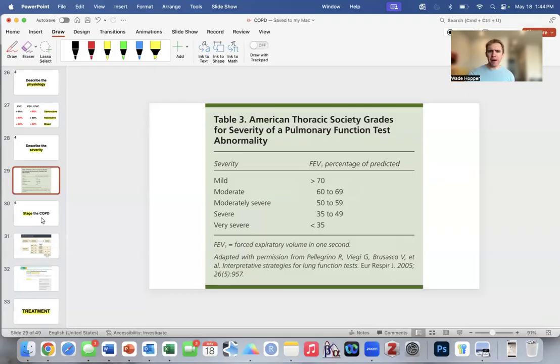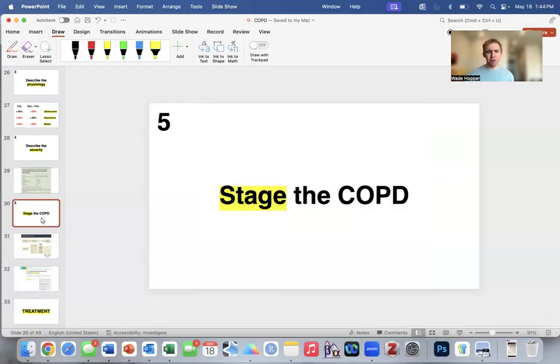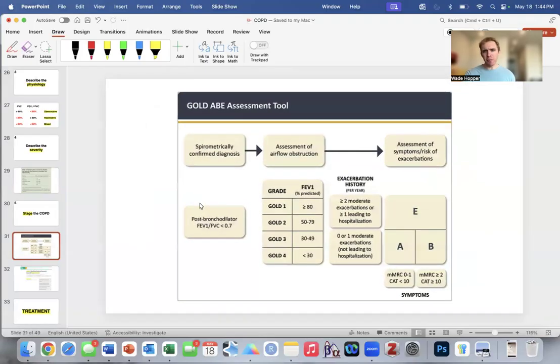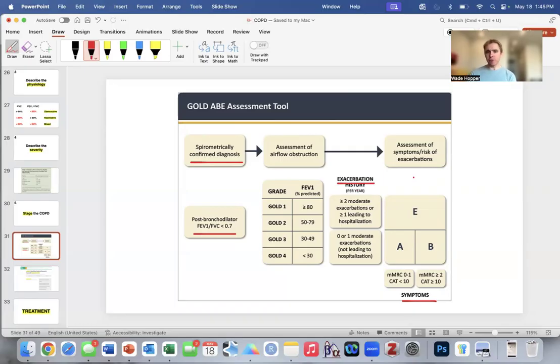So then after you've characterized the severity of their physiology and you've diagnosed your COPD, you want to stage your COPD. And we do this according to the GOLD assessment tool, which says, after you have your FEV1 FVC ratio less than 0.7 that doesn't reverse with a bronchodilator, then you want to ask some clinical questions. And you want to figure out their symptom severity and their history of recent COPD exacerbations, because that's going to allow you to choose what therapy they need to be on in terms of daily inhalers.